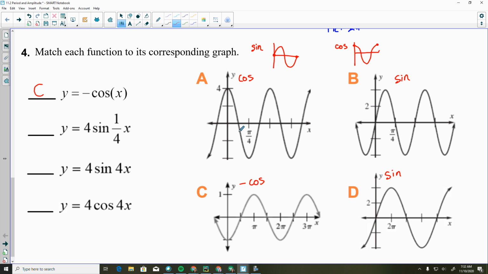Okay, and then all of the rest of these have an amplitude of 4. They all start at 4. That's their amplitude. That's the highest that they go up, okay? So we can't really distinguish them from there. But then we also know that our leftover cosine function is probably going to be this one. We definitely know that this is cosine. So now we're just figuring out the sine functions, which one is which. And the only way to distinguish those is by the b that we're given. So this one has a b of 1/4, this one has a b of 4, okay?